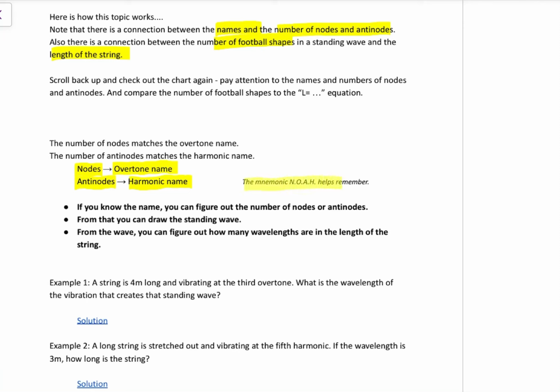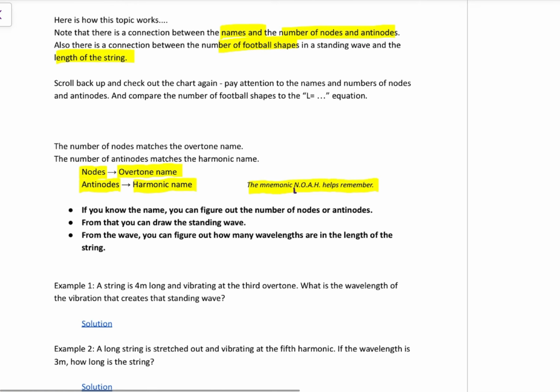There's all sorts of permutations, but I'm going to use the mnemonic NOAH. Nodes and overtone name goes together. Antinodes and harmonic goes together. If you know the name, it tells you the number of nodes or antinodes. From that you can draw the standing wave, and from the standing wave you can figure out the length or the wavelength or whatever.